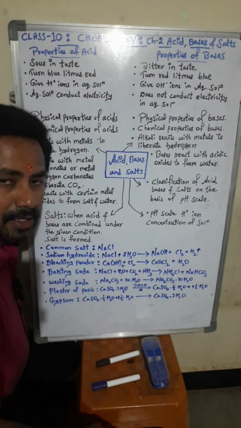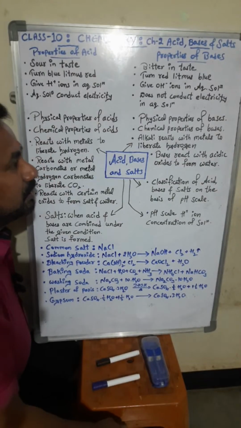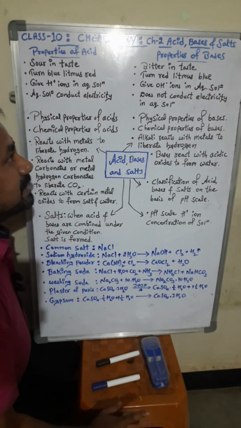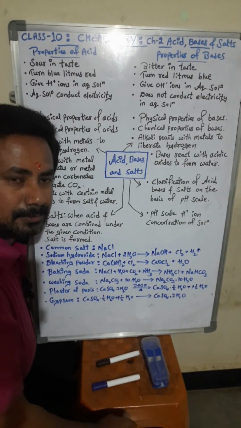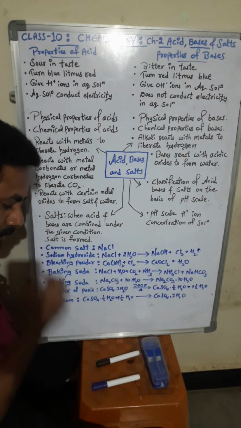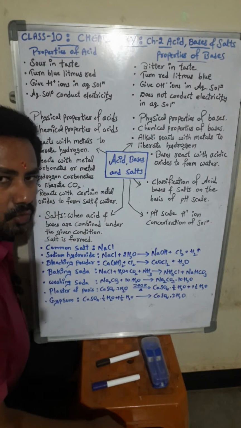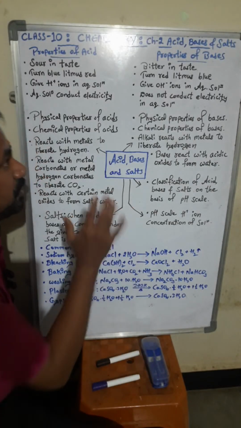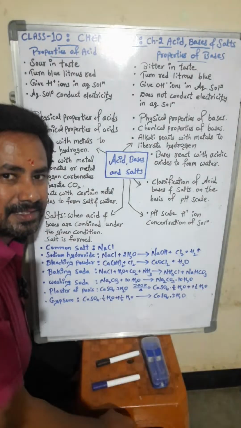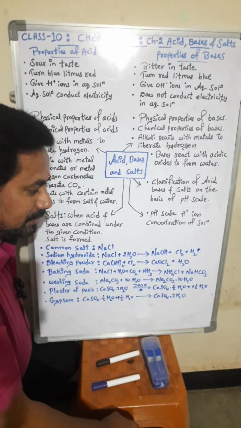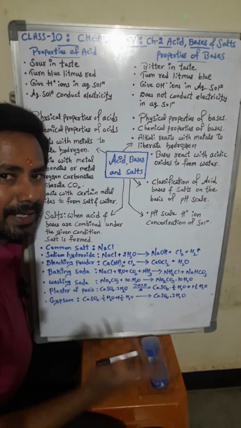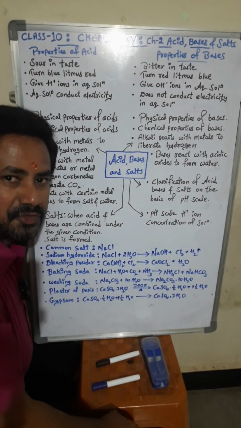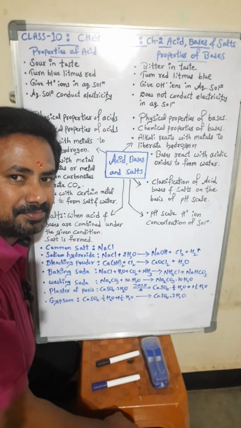Chemistry subject, class 10, chapter 2, acids, bases and salts. Yes, students, what do you mean by acids? Okay, introduction part we are going to study. First, let us see what do you mean by acids. The hydrogen content will be more in that. So, that type of substance is called acid.